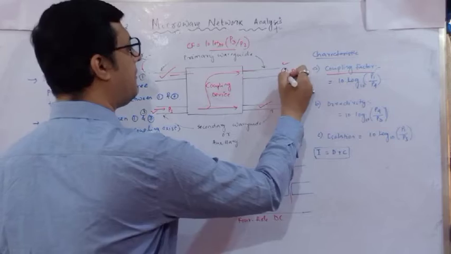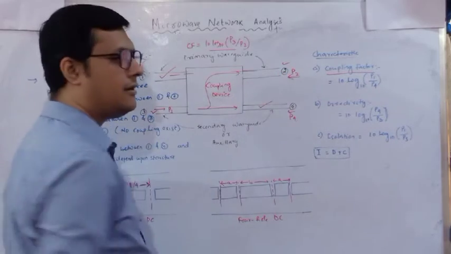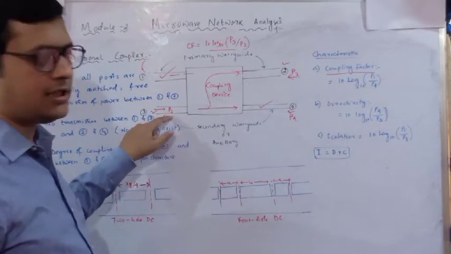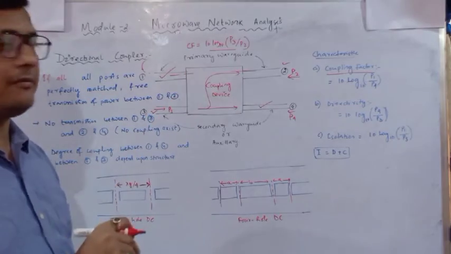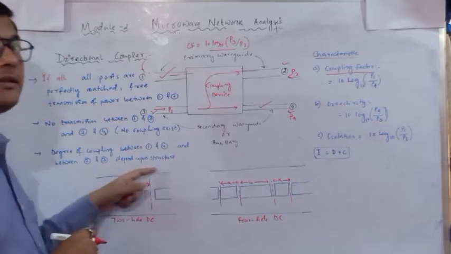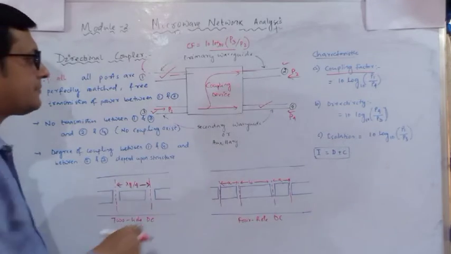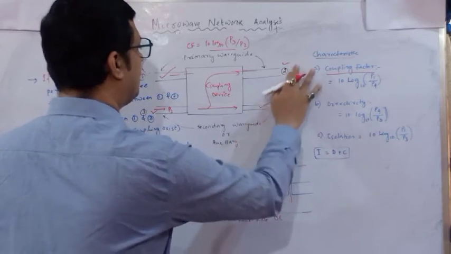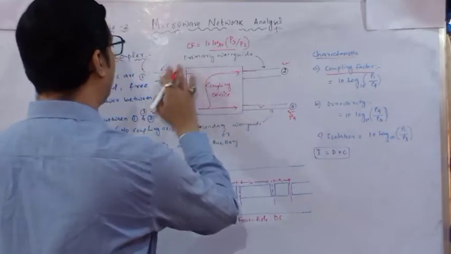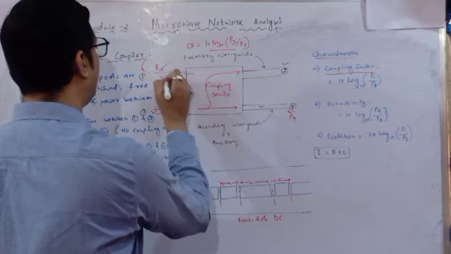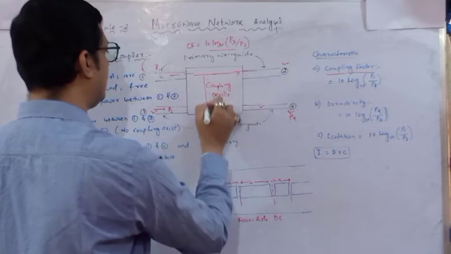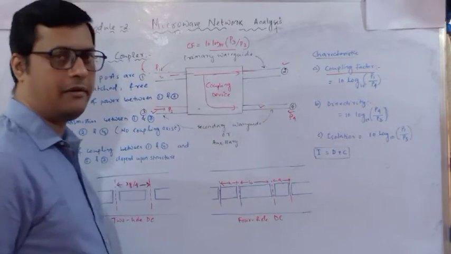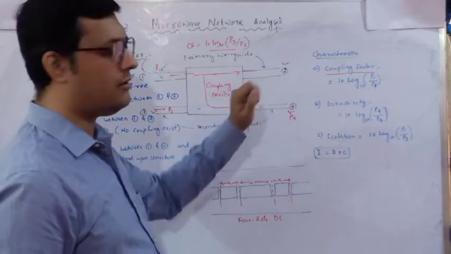If you feed the power at port 2, the power which is available at port 3 will give you a relation of coupling factor, depending upon the arrangement, depending upon the structure. Okay. So for this calculation, I have taken port 1 as the input. Okay, and power is available at port 4 and port 2.